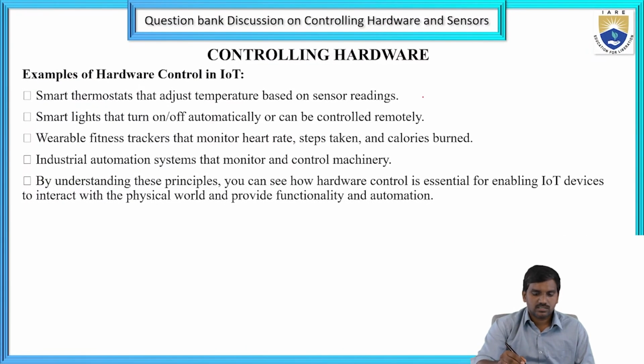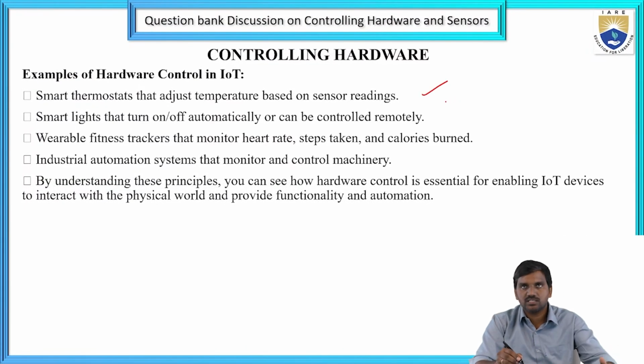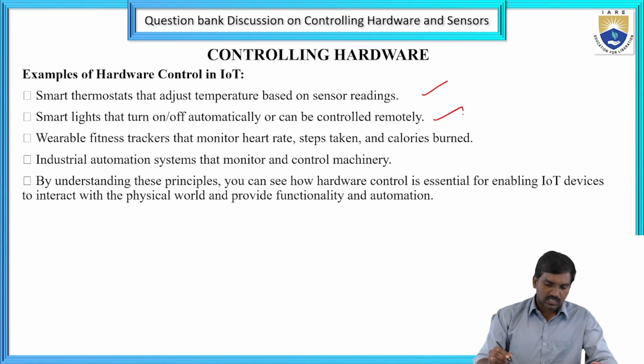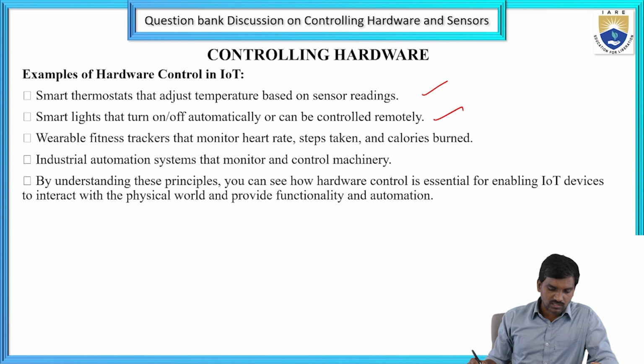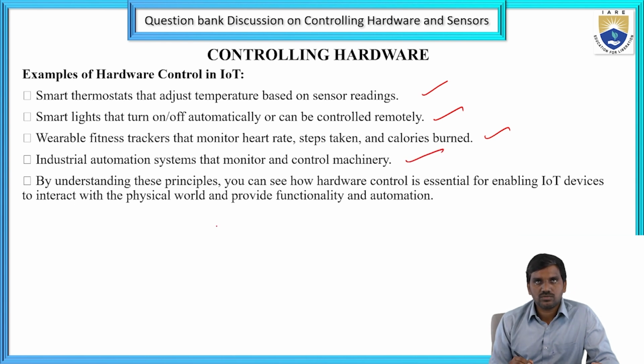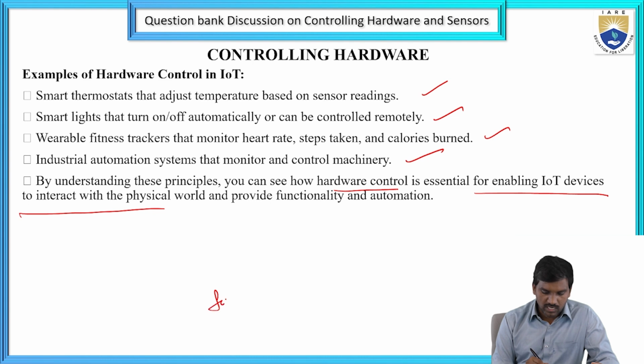Next, examples of hardware control in IoT. The first one, smart thermostats that adjust temperature based on sensor readings. The second, smart lights that can turn on and off automatically or be controlled remotely. Next, wearable fitness trackers that monitor heart rate, steps taken, and calories burned. And the last one, industrial automation systems that monitor and control machinery. By understanding these principles and examples, you can see how hardware control is essential for enabling IoT devices to interact with the physical world and provide functionality and automation.